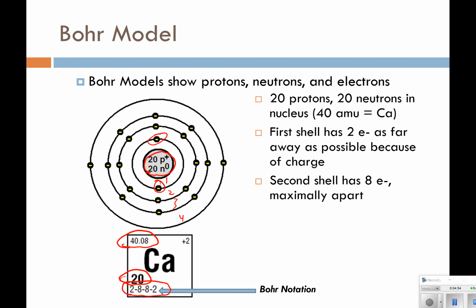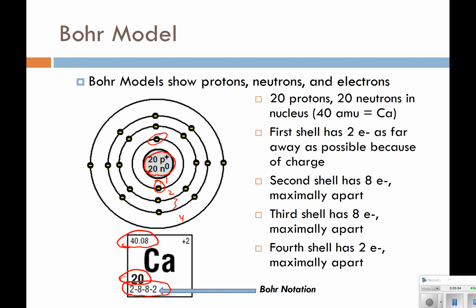The second shell has 8 electrons, which are going to be spread out as far as possible. Same thing with the third. It also has 8 spread out evenly and as far away from each other as they can. And the same with the fourth. We have our 2 electrons here in the fourth, which are spread out as far as we can get them in the diagram.